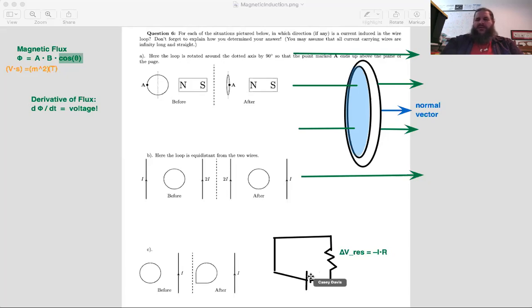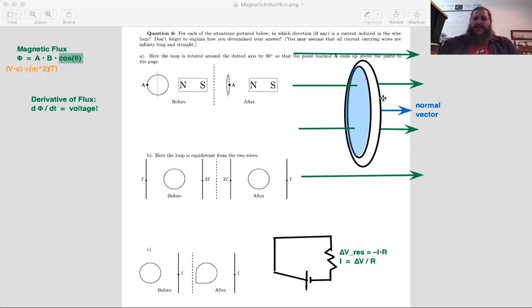So the presence of a voltage difference in a loop of wire, as long as it has some resistance, causes current to flow. And the amount of current is going to be delta V over R, at least in terms of absolute value. The negative sign ultimately just refers to the direction current is flowing. But the amount of current is the voltage difference divided by the resistance.